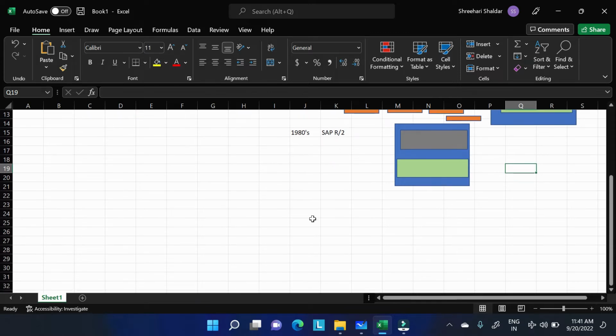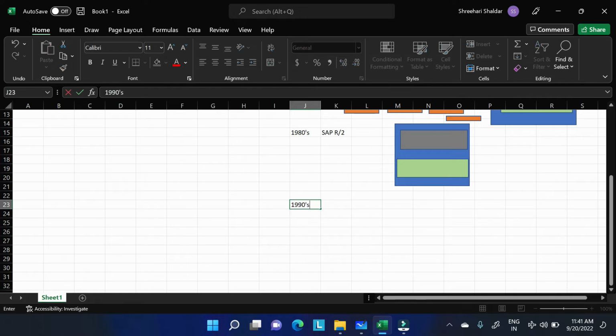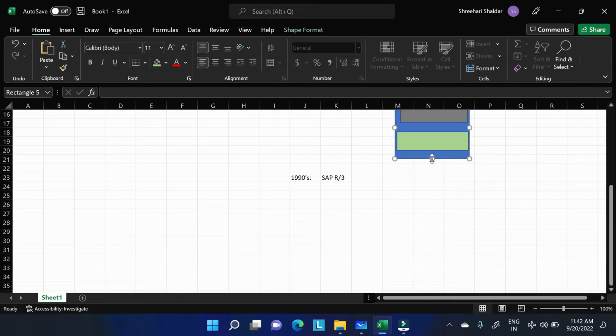Then SAP came up with something in the 1990s. In the 1990s there were many great progressions in SAP. It came up with the R/3 system. What is this R/3 system? SAP has the database layer maintained here.